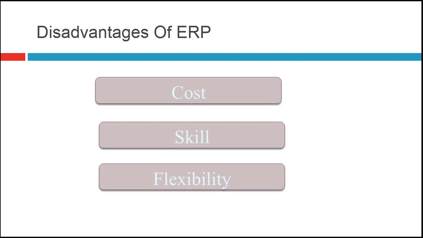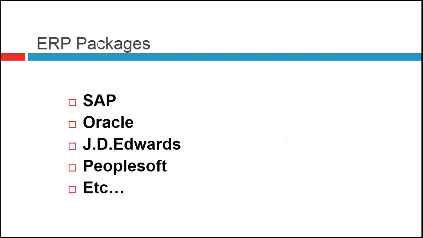For example, in your system, you're maintaining the customer details with a customer number. But when you come to the ERP, it might be a business partner. It might be calling them business partners. So that's where flexibility becomes a disadvantage of the ERP. It's not an exact disadvantage, but we can consider it as one of the disadvantages of using the ERP system.